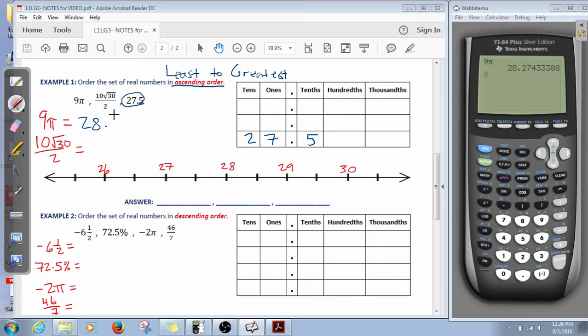My place value chart only has 3 decimal places, so I'm just going to put the first 3. 28 and 274 thousandths. That's just an estimate, right?